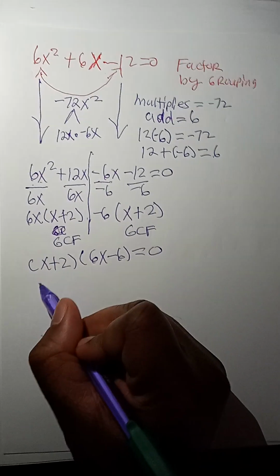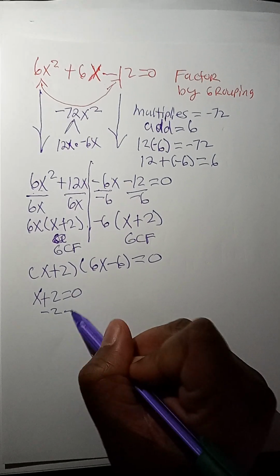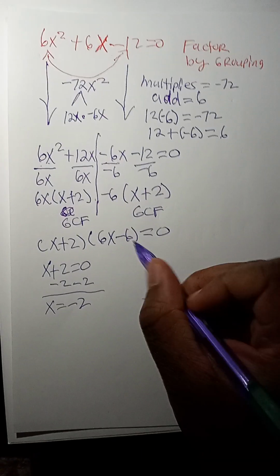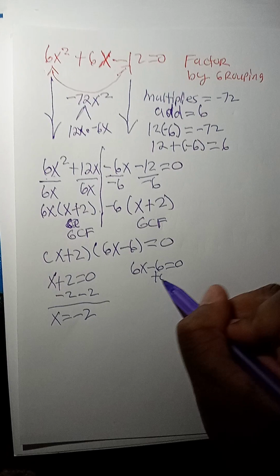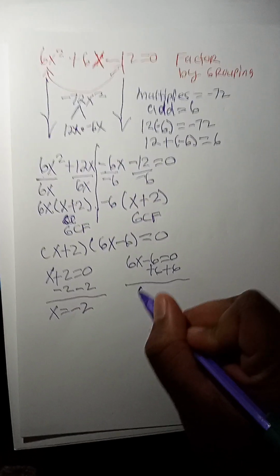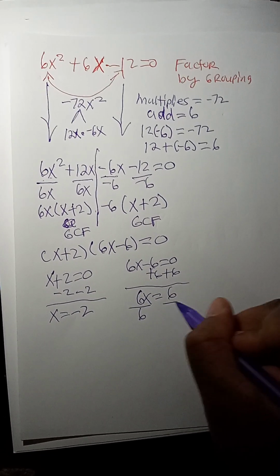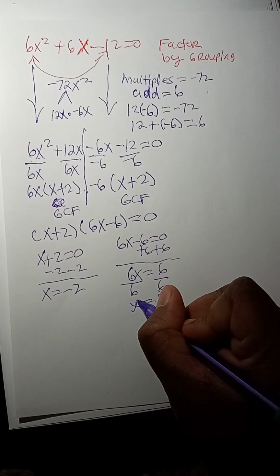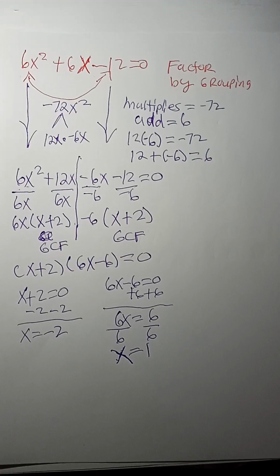So x plus 2 equal to 0. We subtract 2 from both sides, and x is equal to negative 2. And 6x minus 6 equal to 0. We add 6 to both sides, and 6x will equal 6. And then we divide both sides by 6, and x is equal to 1. And let's let that marinate a little bit there.